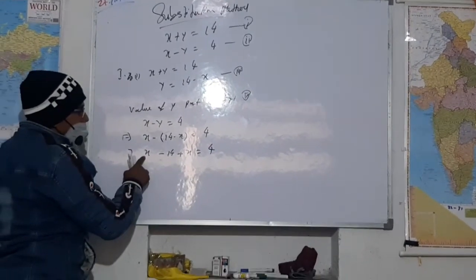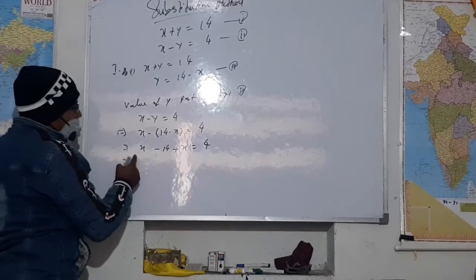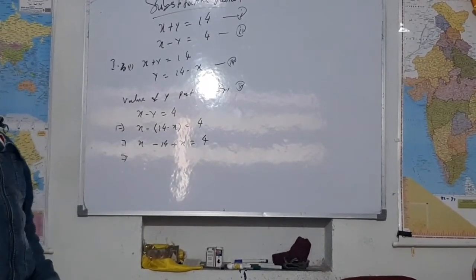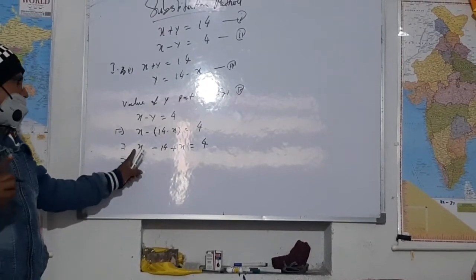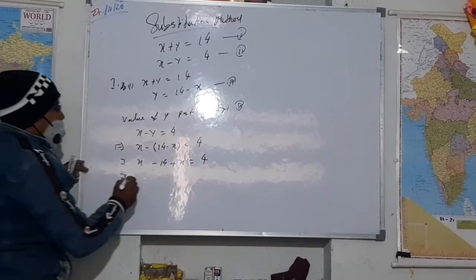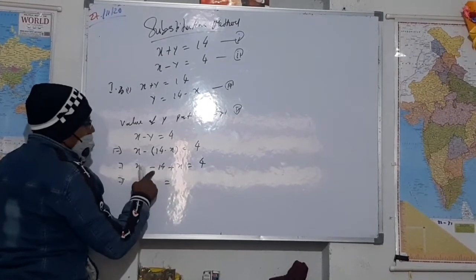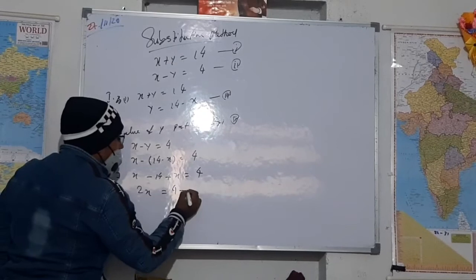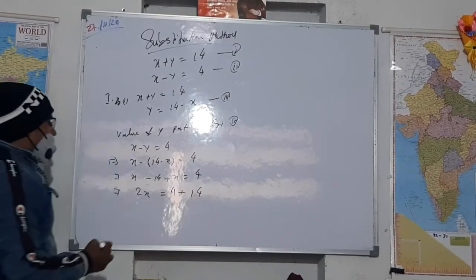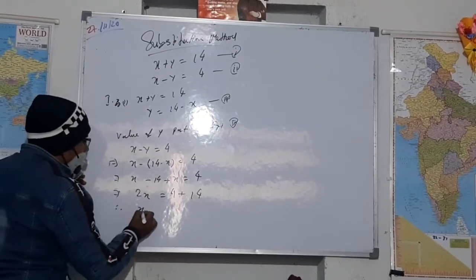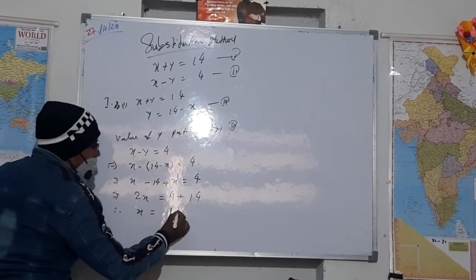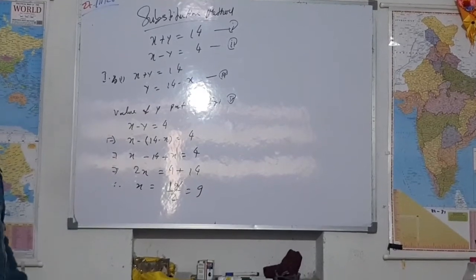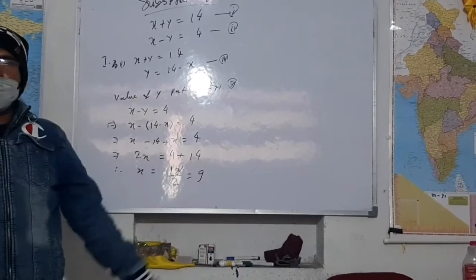Now x and x: always remember that in any x, y, z the power is 1. That means 1x and 1x is equal to 2x, is equal to the change on the right side, 4 plus 14. So x is equal to 18 by 2. This answer is x is equal to 9.